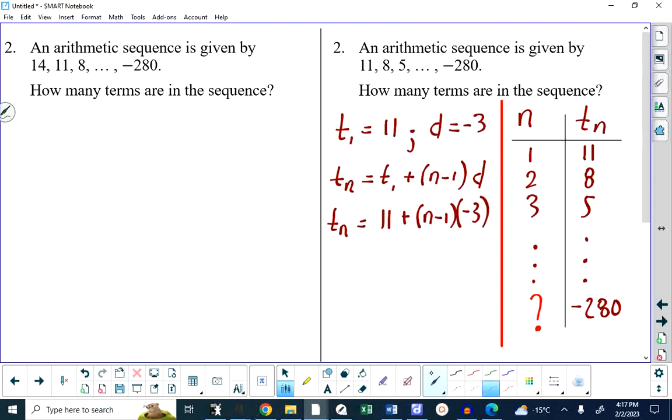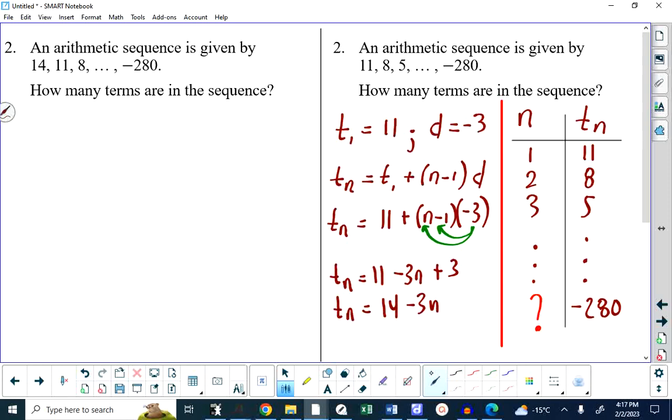As we've done in class, I bet you over a dozen times already, you need to multiply that negative 3 by the n and the negative 1. So we get T sub n equals 11 minus 3n plus 3, and that means T sub n equals 14 minus 3n.